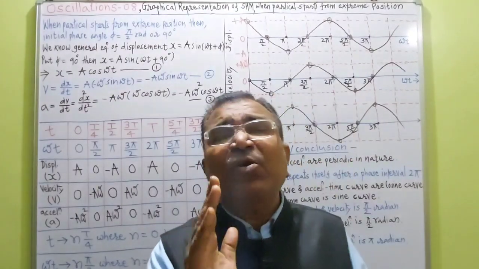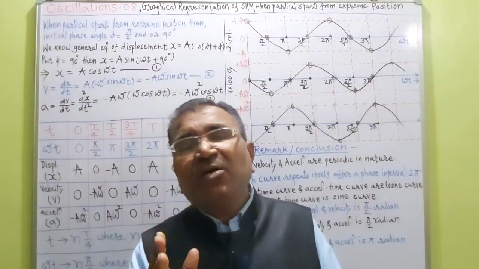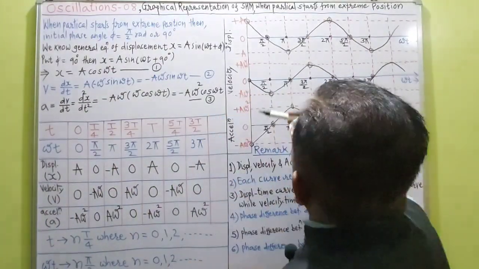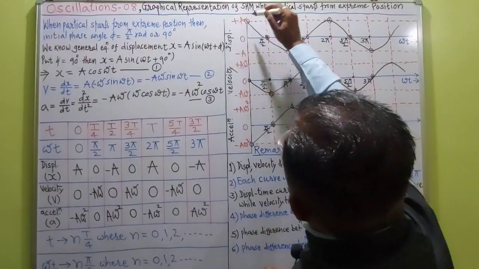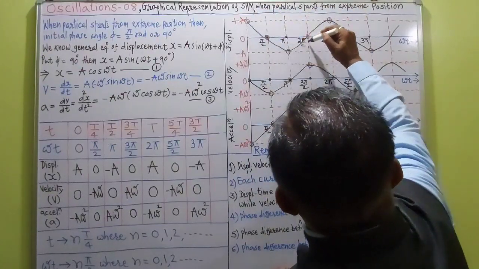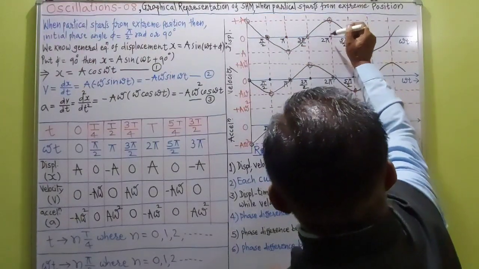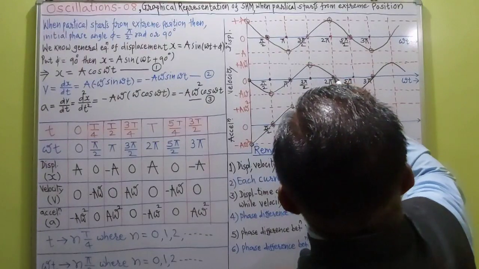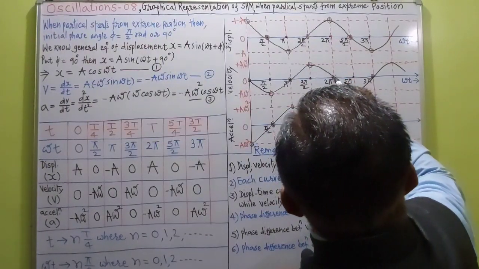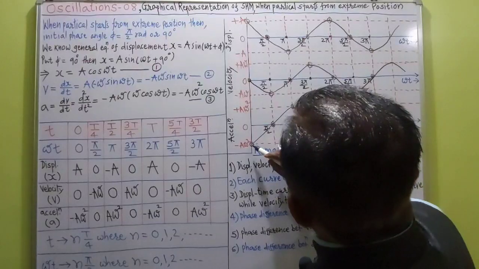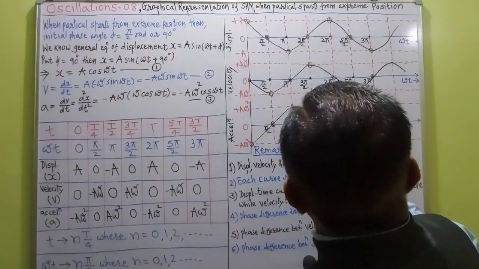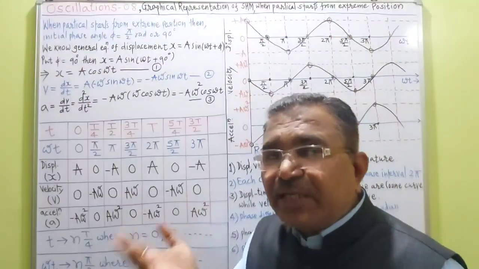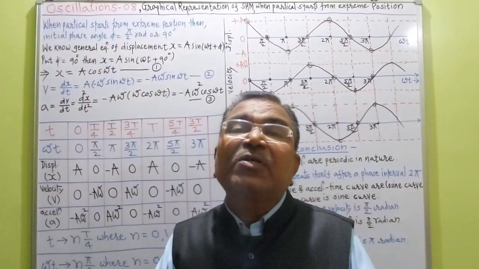So what is meant by periodic in function? All the curves repeat themselves after a phase of 2 pi. See here, this is the initial point, this is the final point. This completes one curve, from this to this, and we get a phase interval of 2 pi. So all the curves repeat themselves after a phase interval of 2 pi radian.